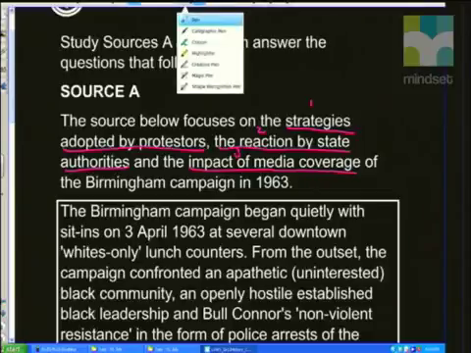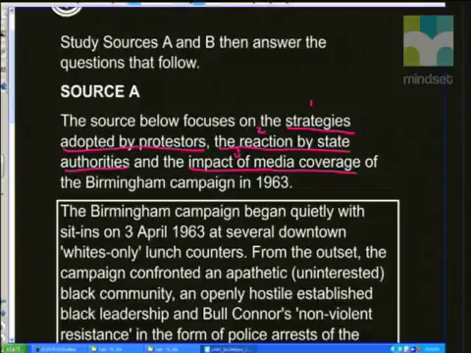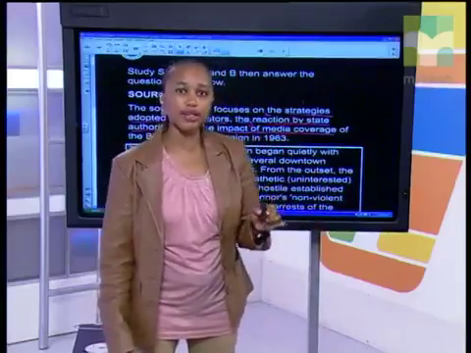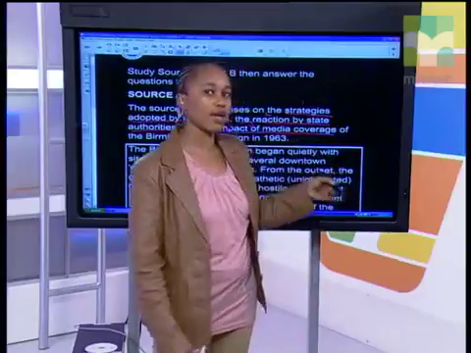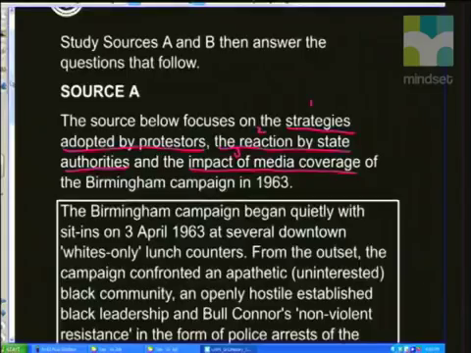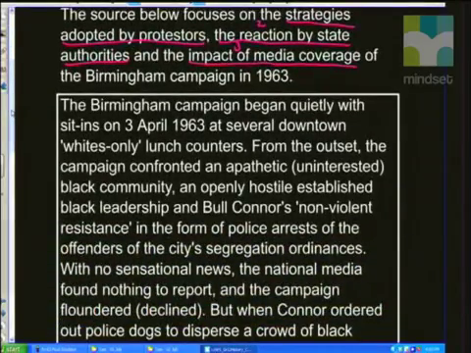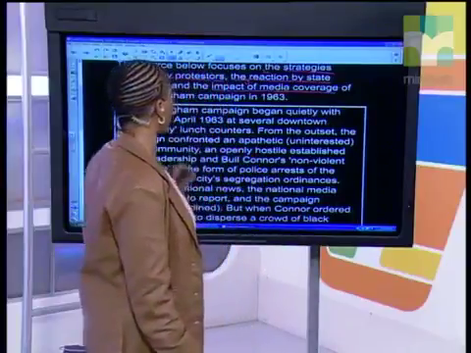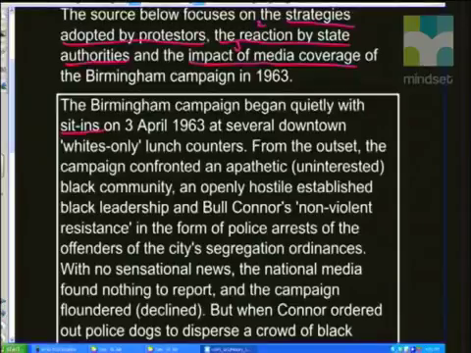And then what we're going to do now, we're going to read the source together to look for important points that are going to help you understand not only the event, but also to be able to answer questions later on. Now, the source reads, the Birmingham campaign began quietly with sit-ins. I'm going to quickly underline sit-ins because that should help you understand the strategies that were used. Because as you will know, during the civil rights protests, people used different tactics to fight for civil rights. So we are introduced to sit-ins in this source.